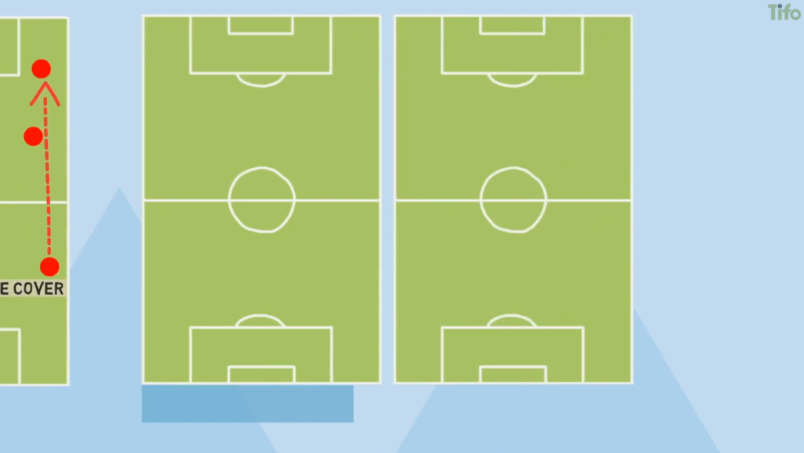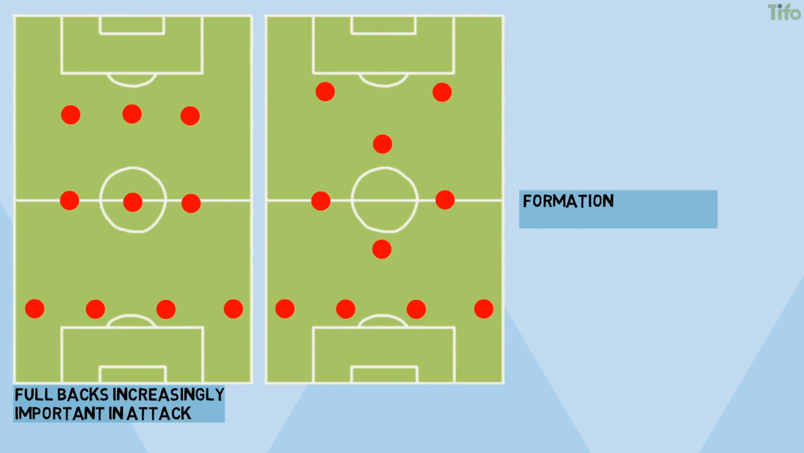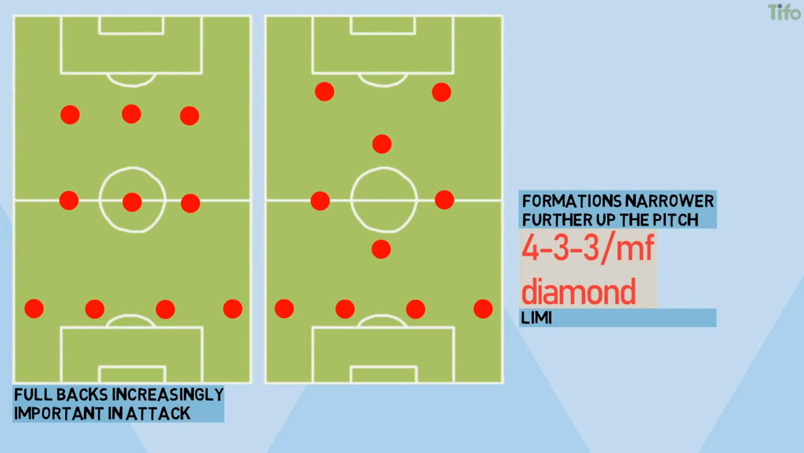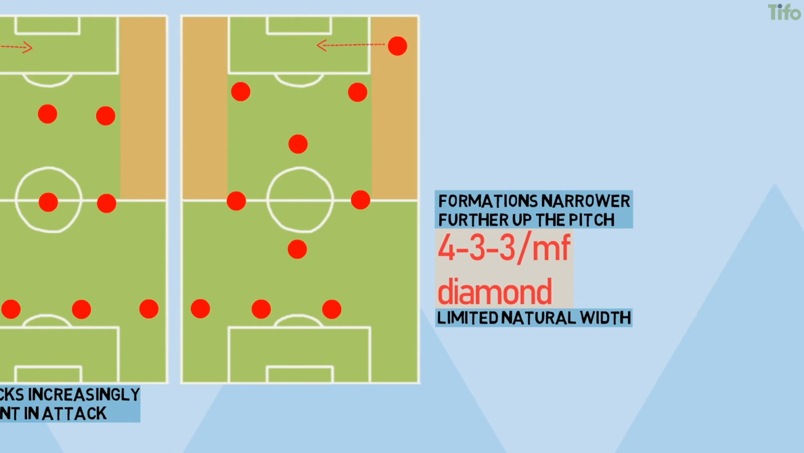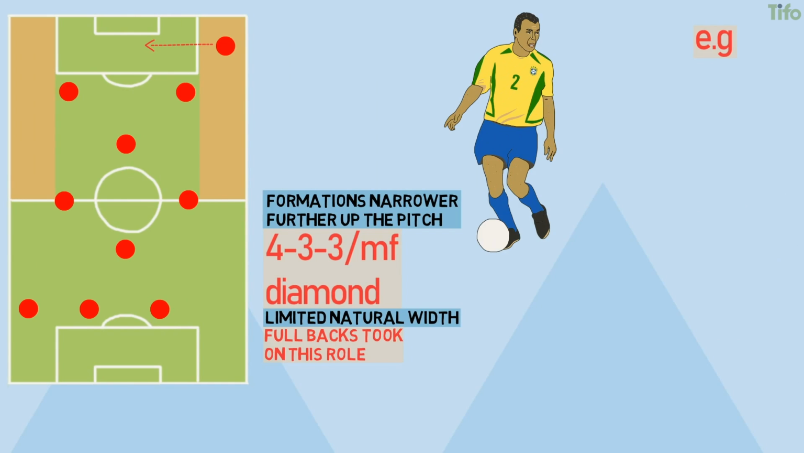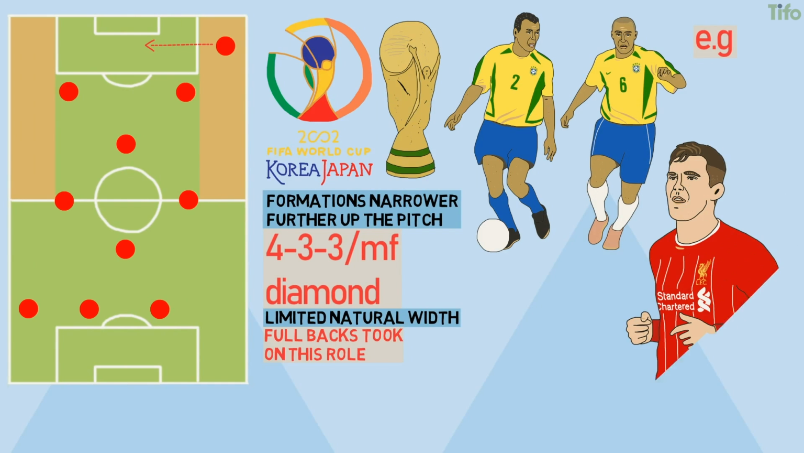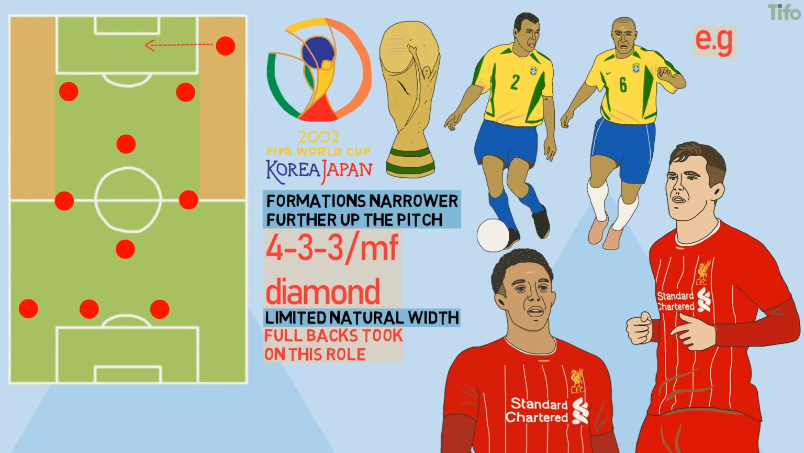However, in the last few decades, fullbacks have become increasingly important in an attacking sense, largely because formations became narrower further up the pitch. In a 4-3-3 or a diamond midfield shape, there is little natural width. This means that there is no player who naturally finds themselves towards the touchline for crossing or being a receiving option out wide. Fullbacks took on this role. Good examples are Cafu and Roberto Carlos in Brazil's 2002 World Cup side, or Liverpool's Andy Robertson and Trent Alexander-Arnold.